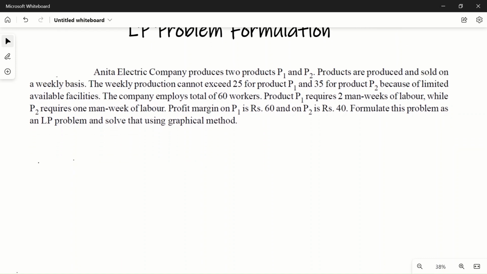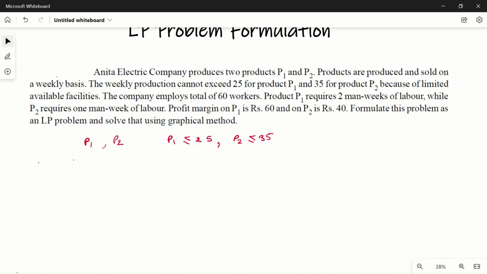So let's read out the problem. Anita Electric Company produces two products, P1 and P2. So let's note down the details. P1 and P2 are two products and sold on the weekly basis. The weekly production cannot exceed 25 units for product P1 and 35 units for product P2. So P1 is less than or equal to 25, P2 is less than or equal to 35.